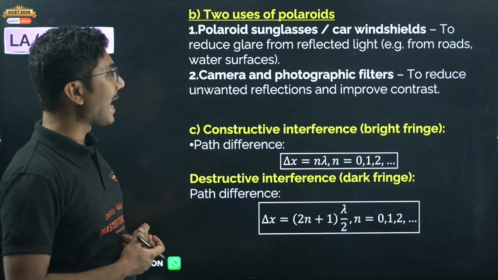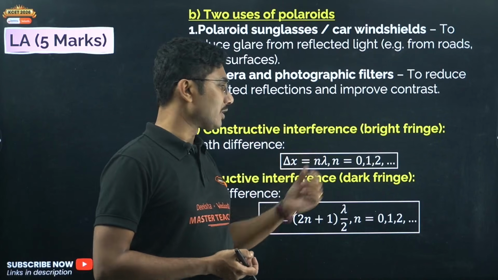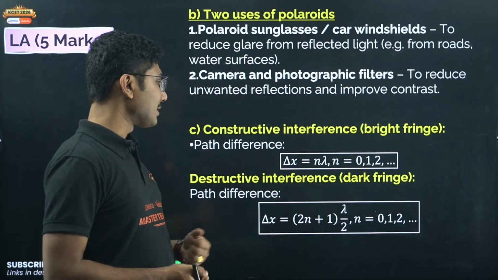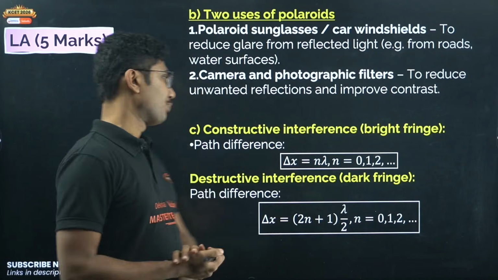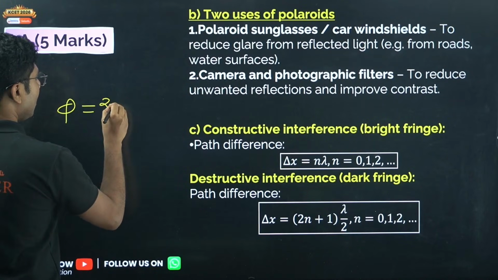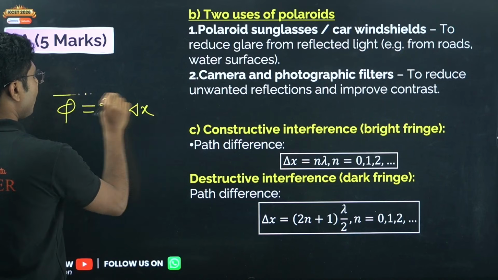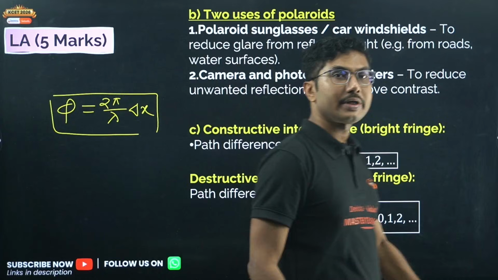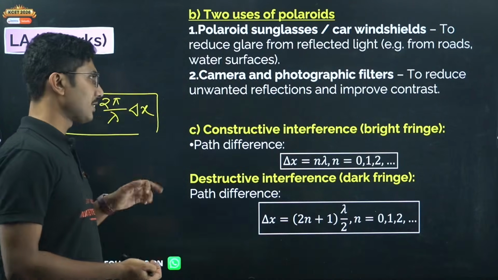Constructive interference, bright fringe. For bright fringe, the path difference is given by delta x equals n lambda, n is 0, 1, 2, 3. Destructive interference, delta x is given by (2n plus 1) lambda by 2, n is equal to 0, 1, 2. Okay, and phase difference is given by 2 pi by lambda into delta x. This is the general formula. You put the condition for constructive, you will get the phase difference for constructive interference, and if you put the destructive condition, you get the destructive formula. This is the phase difference formula.